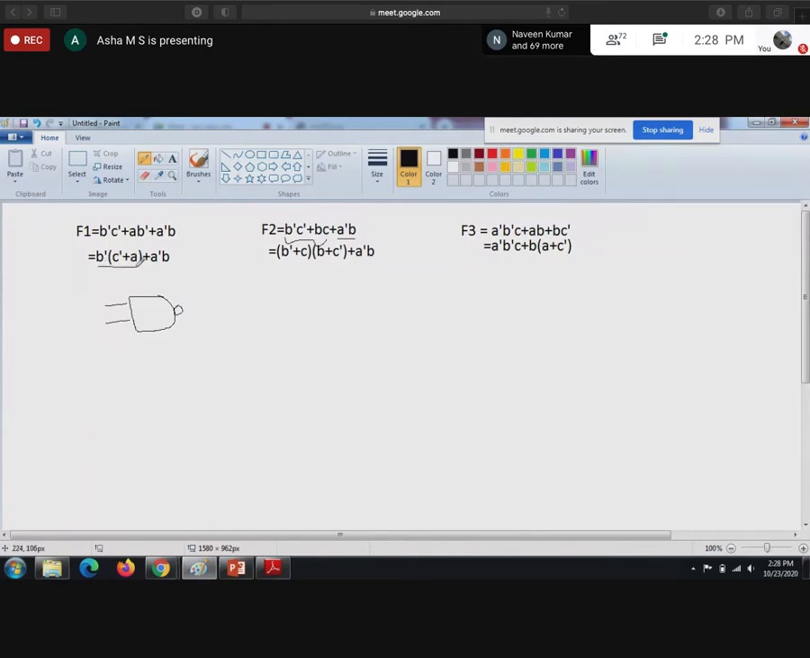In the first term, I have B bar into C bar plus A. So first I am going to write C bar and A. A, C bar, correct? From this output I will get A plus C bar. So this into B bar, this into B bar. So take one more.